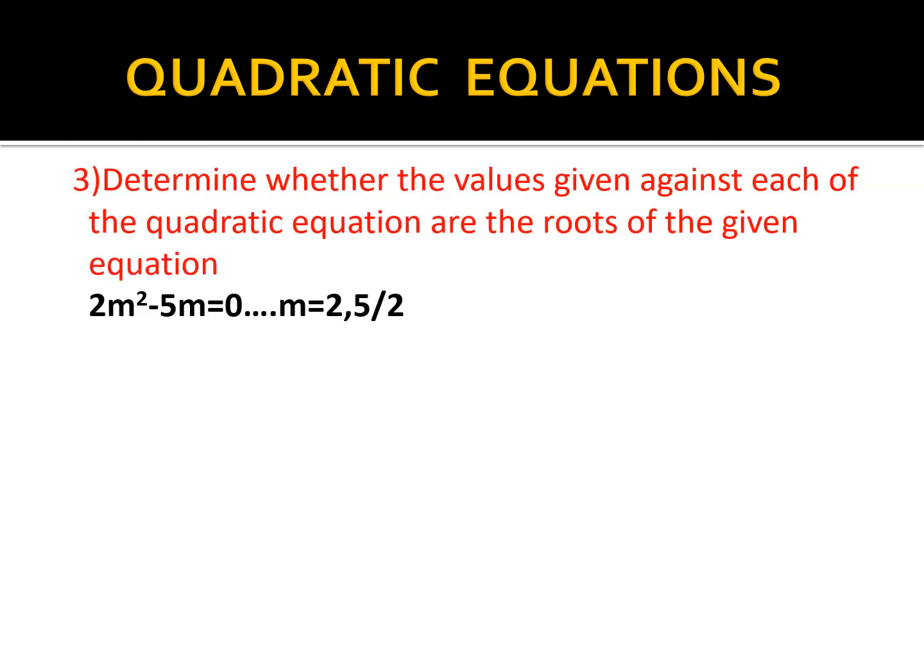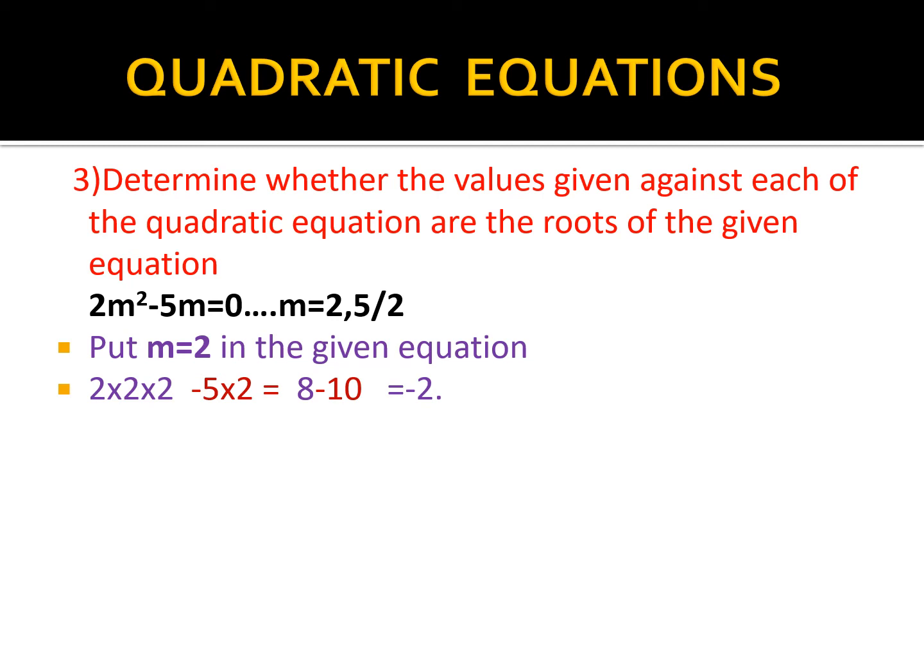We have to find whether the values given against each quadratic equation are the solutions or the roots of the given equation. So here the given equation is 2m squared minus 5m is equal to 0. We will substitute m is equal to 2 in the given equation. So we get 2 into m squared, that is 2 into 2 into 2, minus 5 into 2. We know 2 into 2 into 2 is equal to 8, minus 5 into 2 is minus 10, and 8 minus 10 is equal to minus 2.